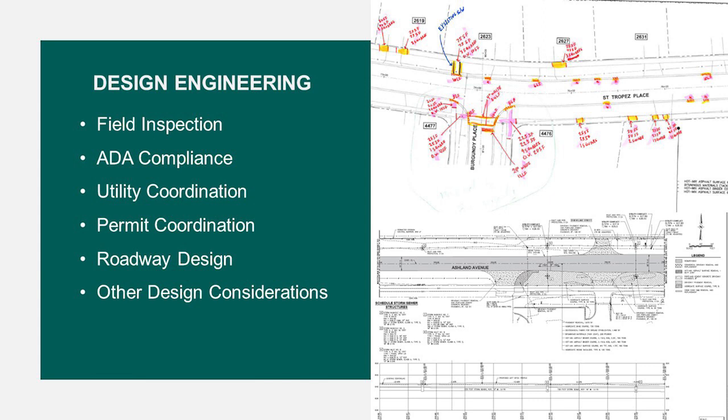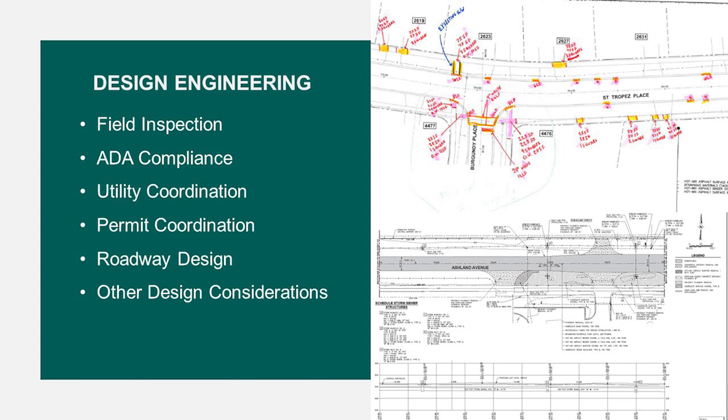And then permit coordination. Sometimes your projects are going to extend into IDOT and county right of way. In those cases, you're going to be required to get a permit. There's also times where you have to replace detector loops. IDOT uses detector loops for all their traffic signals. So anytime you're going to be impacting those detector loops, you're going to have to get a permit through IDOT.